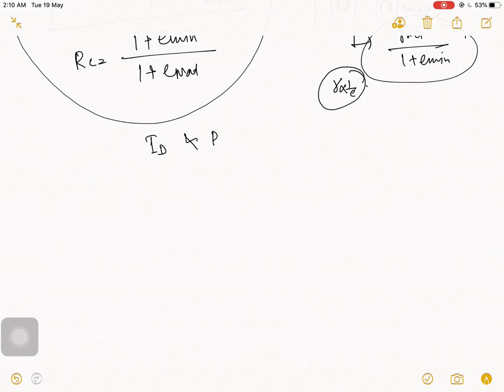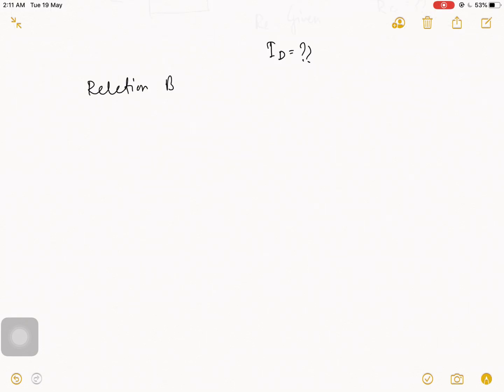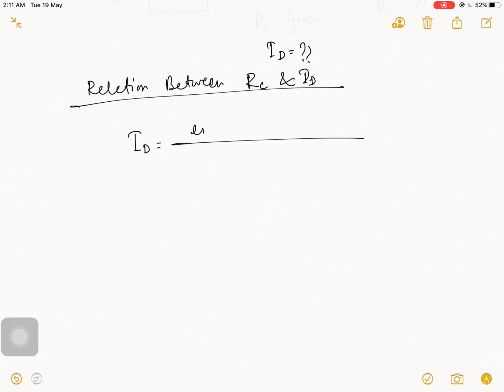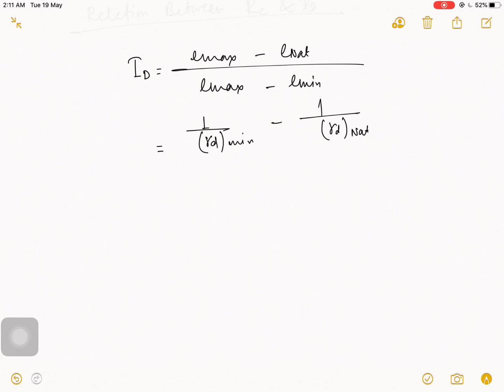ID and RC are two similar things. ID is the preliminary concept and RC is the advanced concept, so we can convert ID to RC or RC to ID. Relation between RC and ID: ID is equal to E max minus E natural by E max minus E minimum. From this step, I can easily write it as 1 by gamma d minimum minus 1 by gamma d natural, divided by 1 by gamma d minimum minus 1 by gamma d maximum.